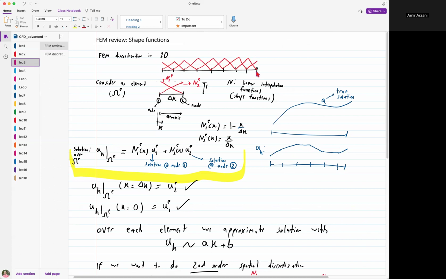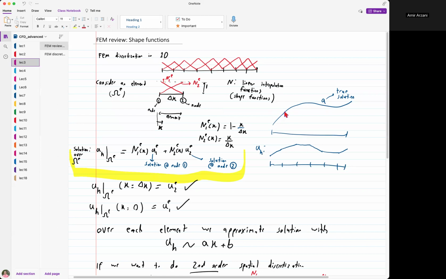If you take a 1D domain like this, you can divide it up into a bunch of elements. If you zoom in on an element, we denote an element by superscript E, so omega E. In 1D, you can see that this element has two nodes, node 1 on the left and node 2 on the right, and delta x is the edge size of this one-dimensional element. Now, I'm going to assume that my solution u behaves linearly over each element.